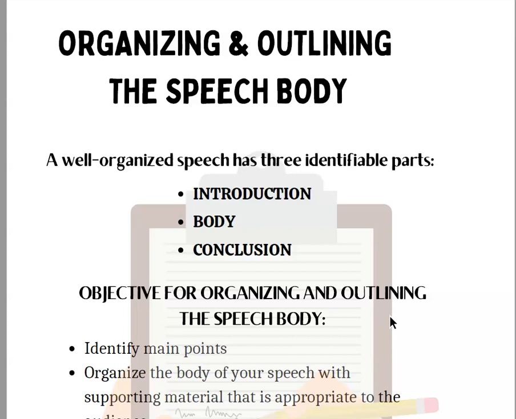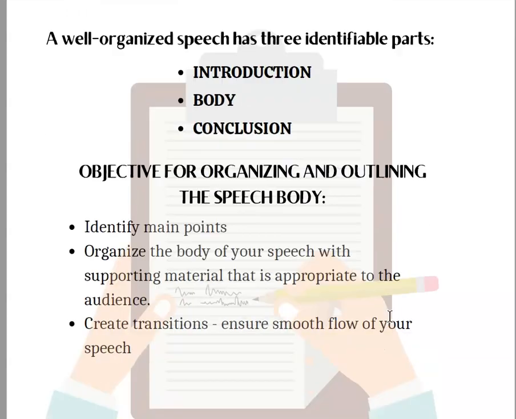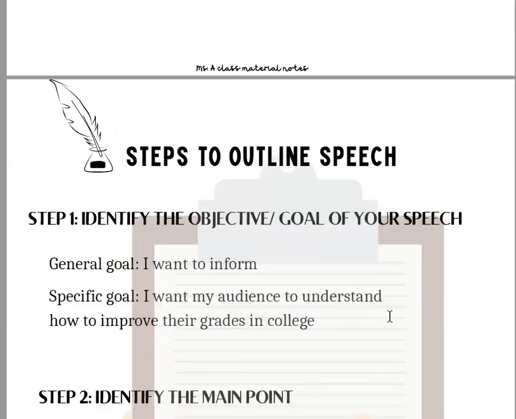So what is the objective of organizing and outlining your speech body? Number one, you would know what the main points are that you're going to talk about, and then you can also make sure that your points are organized well to suit the audience, and also to ensure that your speech flows smoothly. All right. Okay, now let's look at the steps.